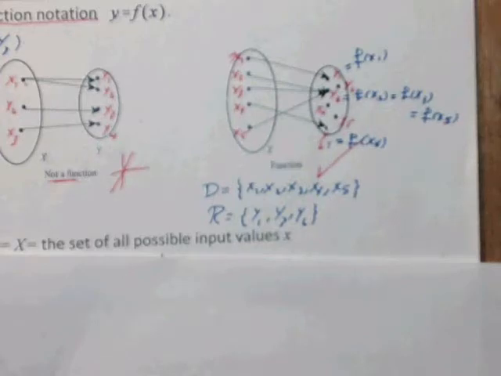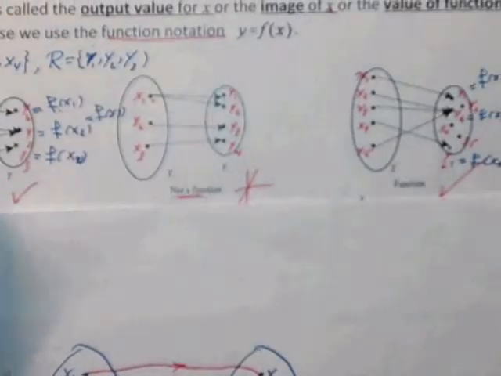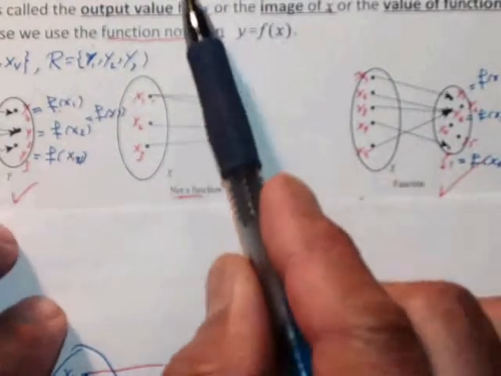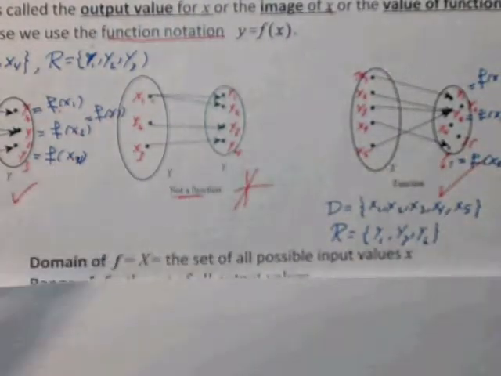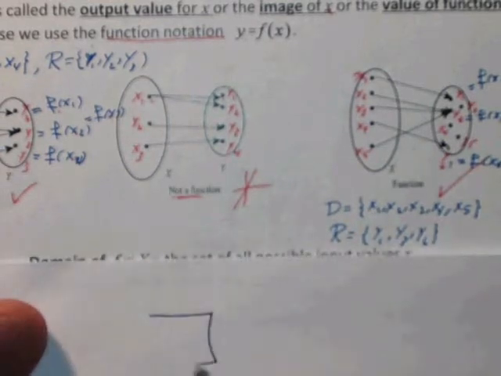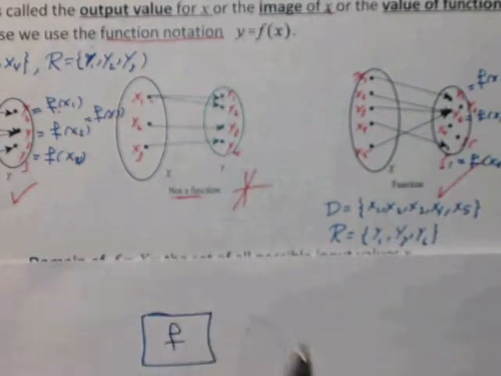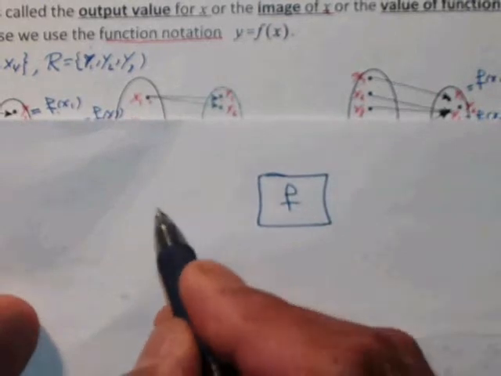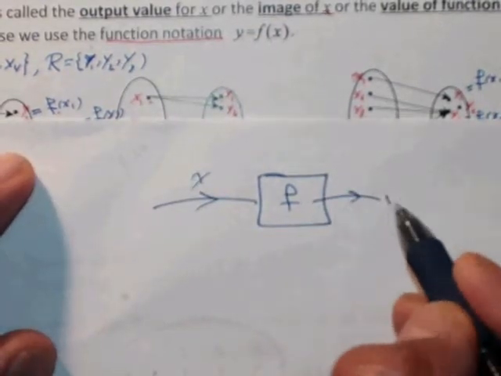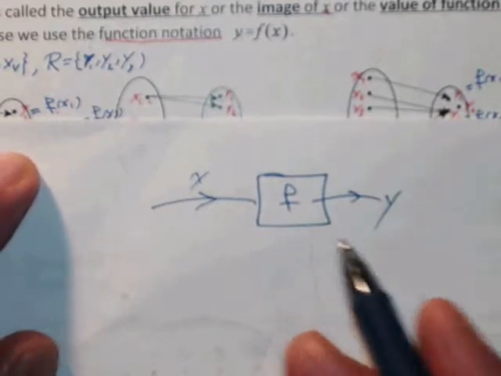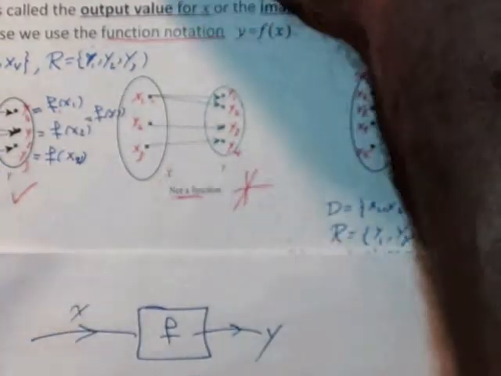One terminology that we find convenient to use is the terminology of x being the input and y being the output. You see, if you think of a function as a box, like function f, then I put x in there, and the output is y. So I call x the input and y is the output.